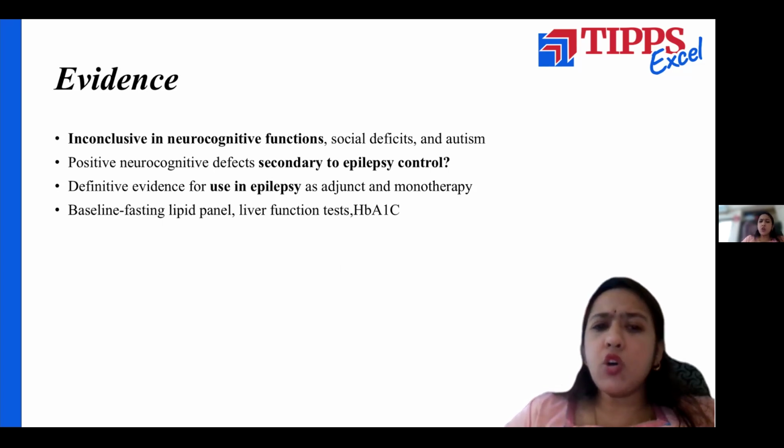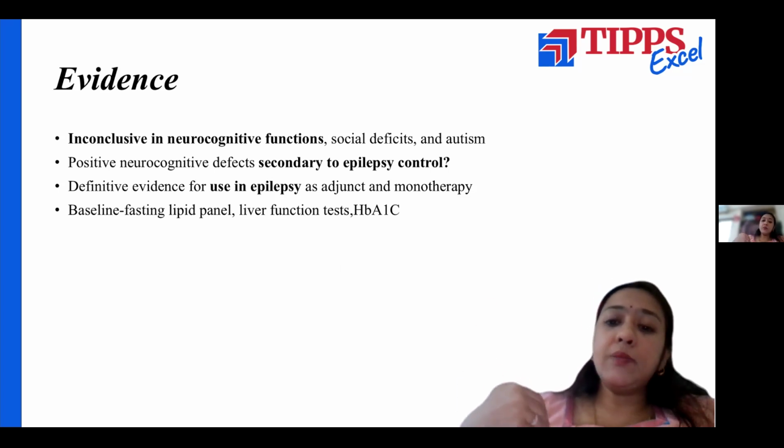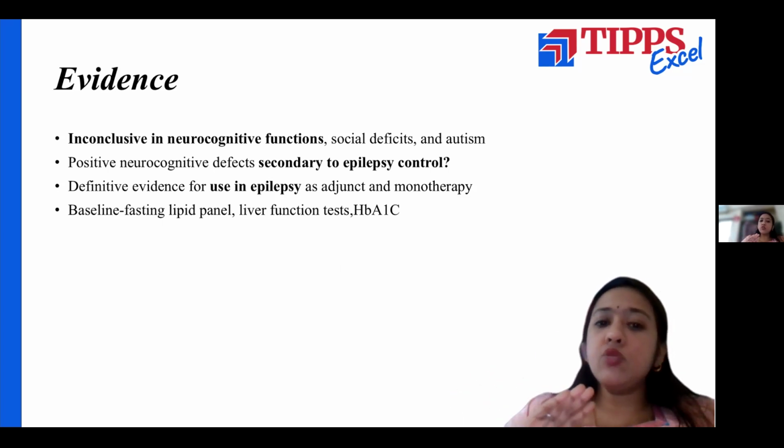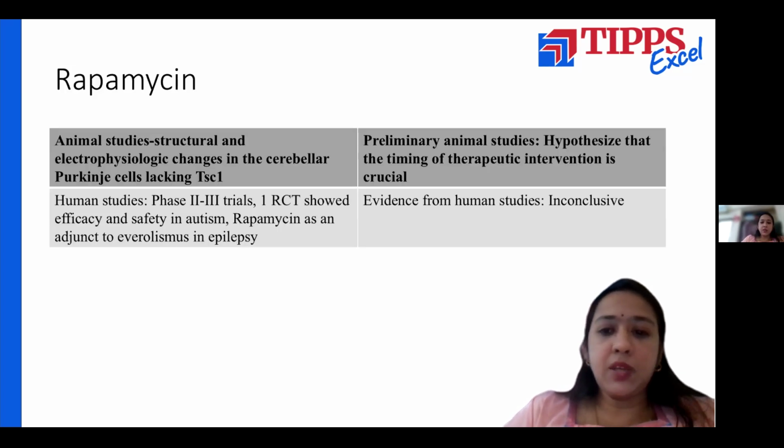Positive neurocognitive effects have been seen, but we don't know whether it is because of epilepsy control or because of control of the mTOR pathway. That is still debatable. There is definitive evidence for use in epilepsy, both as an adjunct as well as monotherapy. Before initiating these drugs, we have to do a baseline fasting lipid profile, liver function test, and HbA1c.